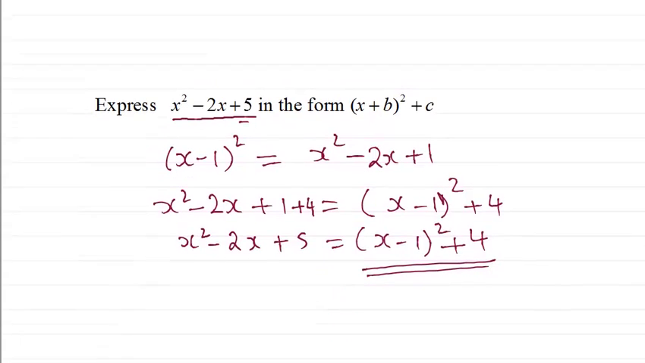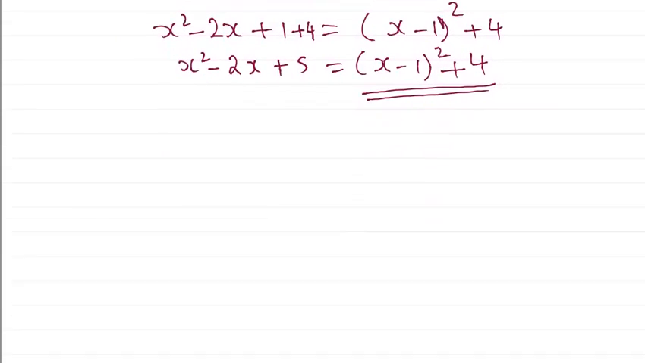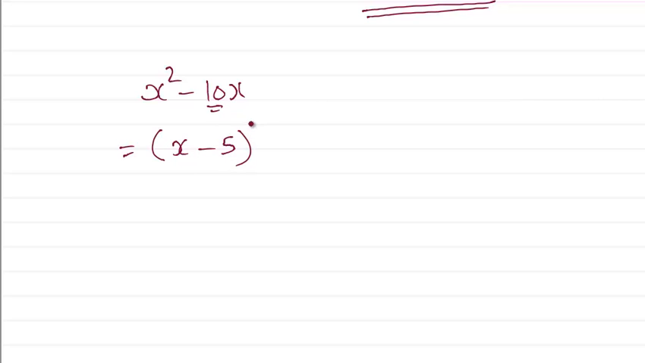Now this is one way of doing it. In the next video clip, we'll find an easier method. If you have x squared minus 10x, then we're completing the square. It's going to be x minus half of this, all squared, always minus the square of this number.